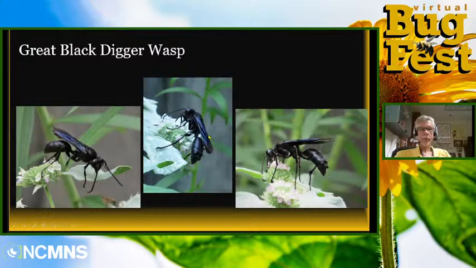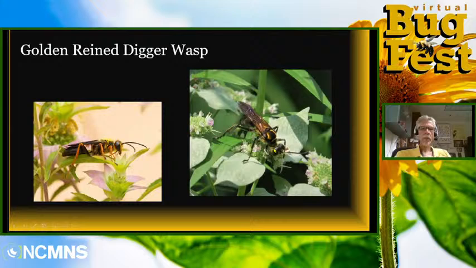Most of these have finished coming. They come in June and July and August. By September, things really are fading. This one is probably the rarest one in my yard. It's the golden rained digger wasp. It's very shy. I had a very hard time getting photos. I've only seen it three times.